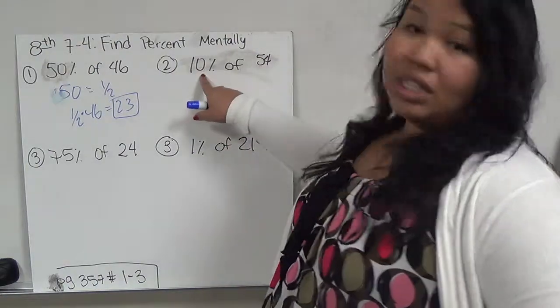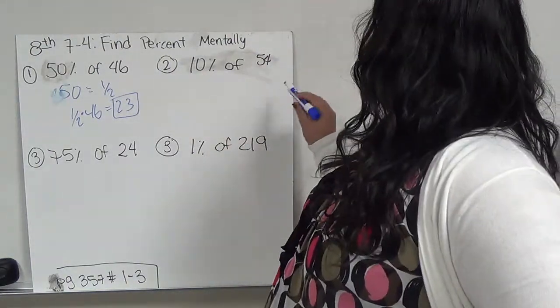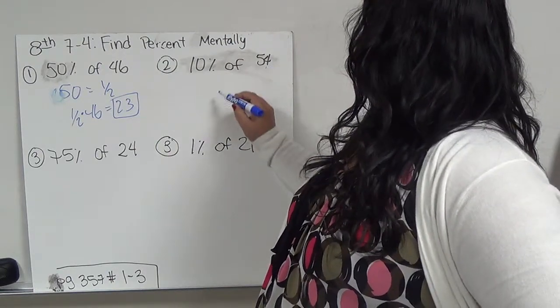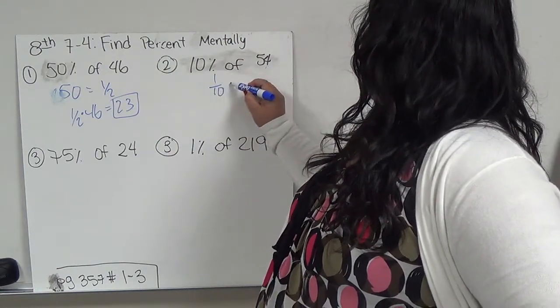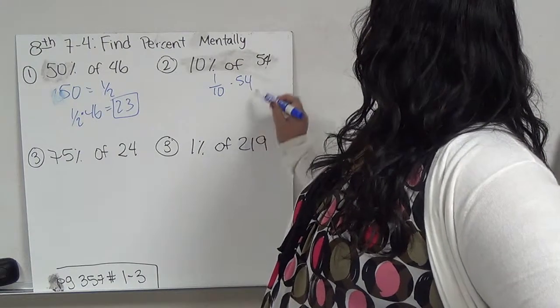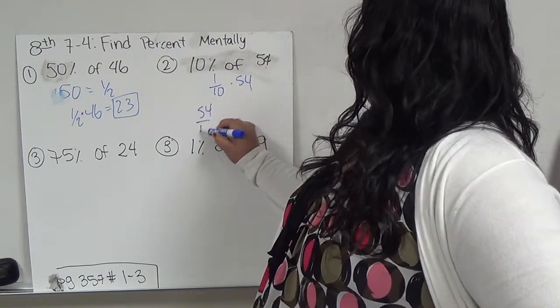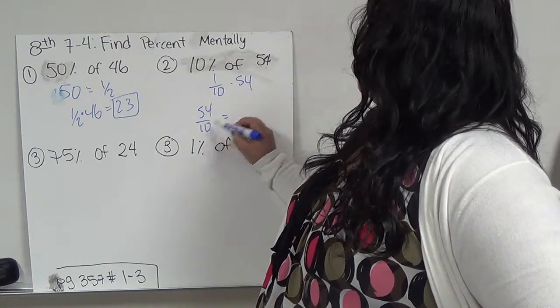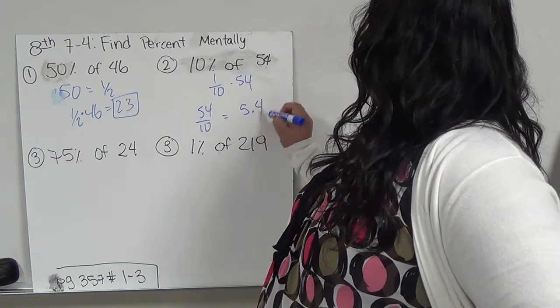Whenever I have a percentage here, I just need to take the decimal and move it over 1. So 10% is 1/10 of 54. So it would be 54 over 10. When you divide by 10, you just move the decimal over how many zeros there are. So it would be 5.4.